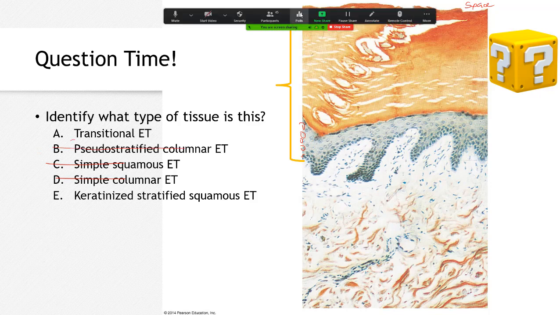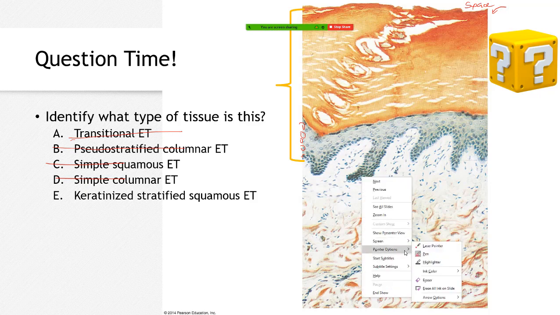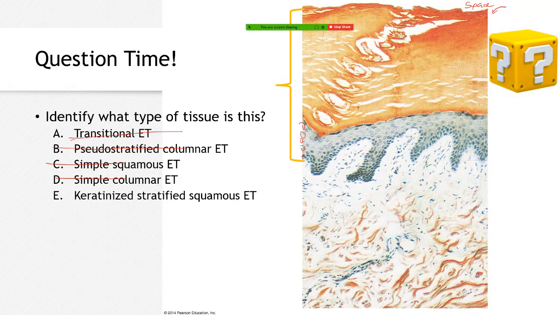Transitional, remember, if we're looking at the top cells, they'll be kind of rounder. Sometimes they're binucleated, so it's not going to be that. But let's look at the other reasoning behind this. First off, let's take a look at the shapes. What's the shape like on the very surface? These shapes here are rather flat, really flat over here. So we know it's squamous.